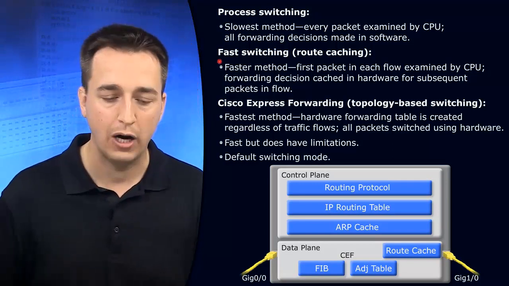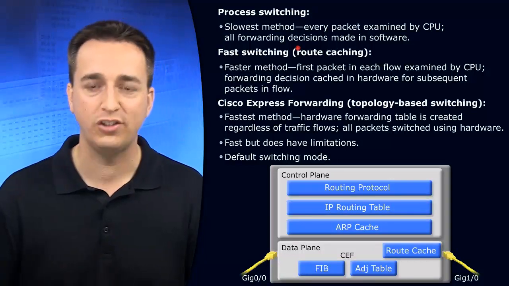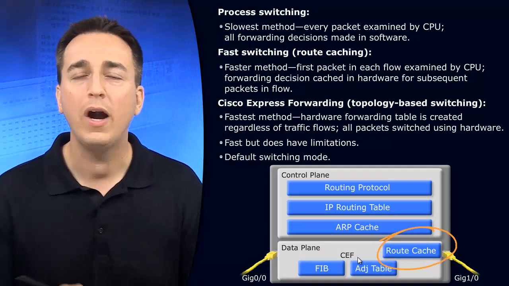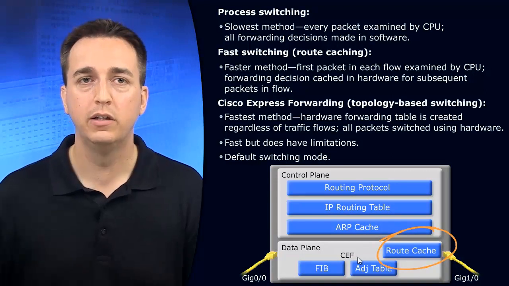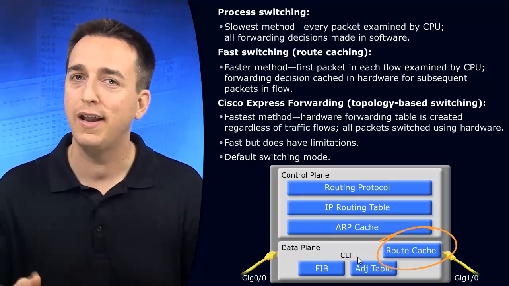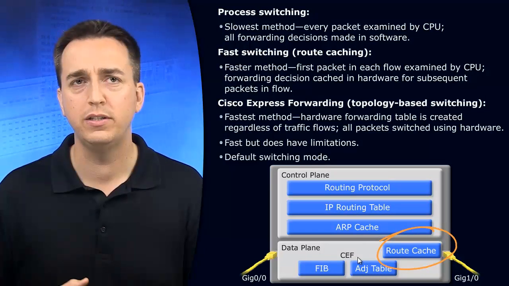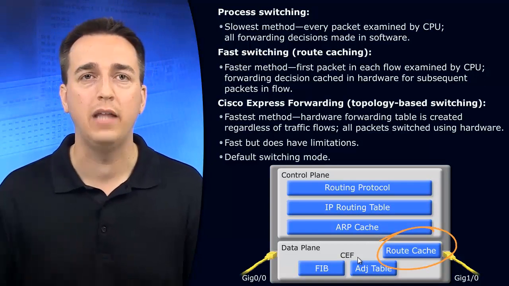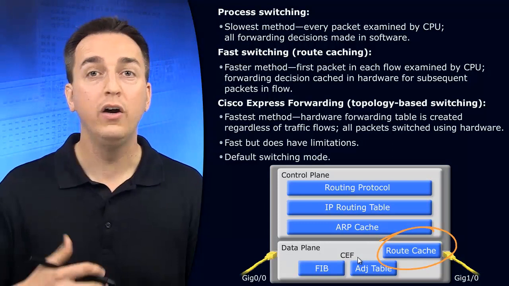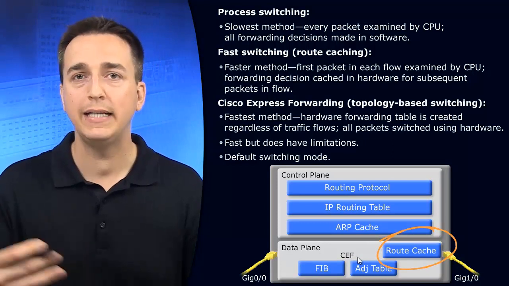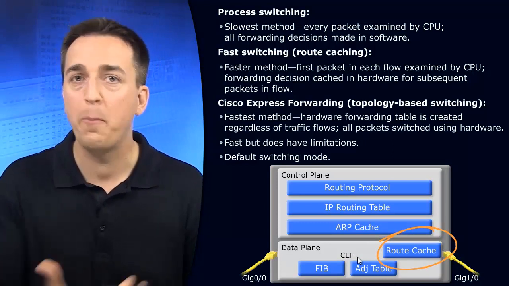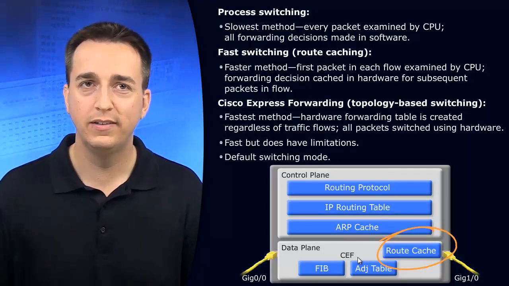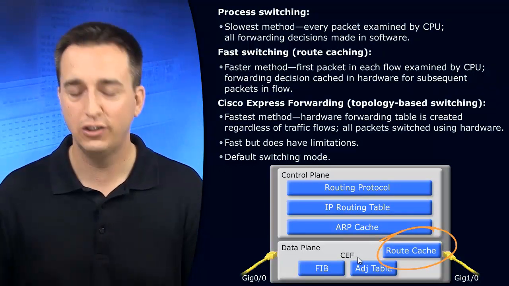It's a faster method than process switching because a route cache is created. And we can see the route cache right down here. There it is. Where is that route cache? It's at the data plane. So the book at the control plane does not have to be referenced by the gas station attendant anymore, making it much faster. But here's what we have to realize. The first packet or the first request made by somebody for a particular destination has to be process switched. Going back to that relatively slow method.